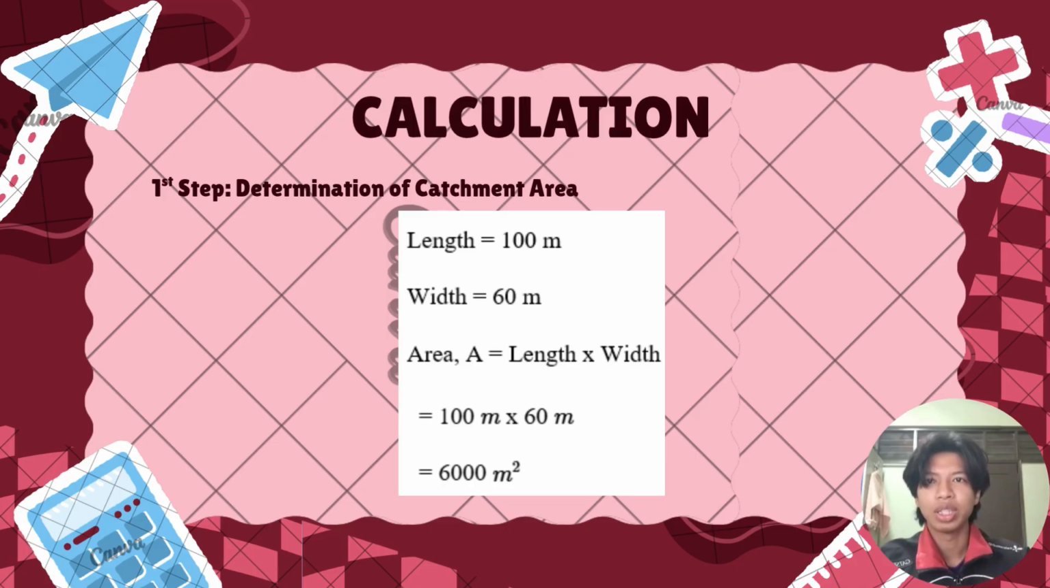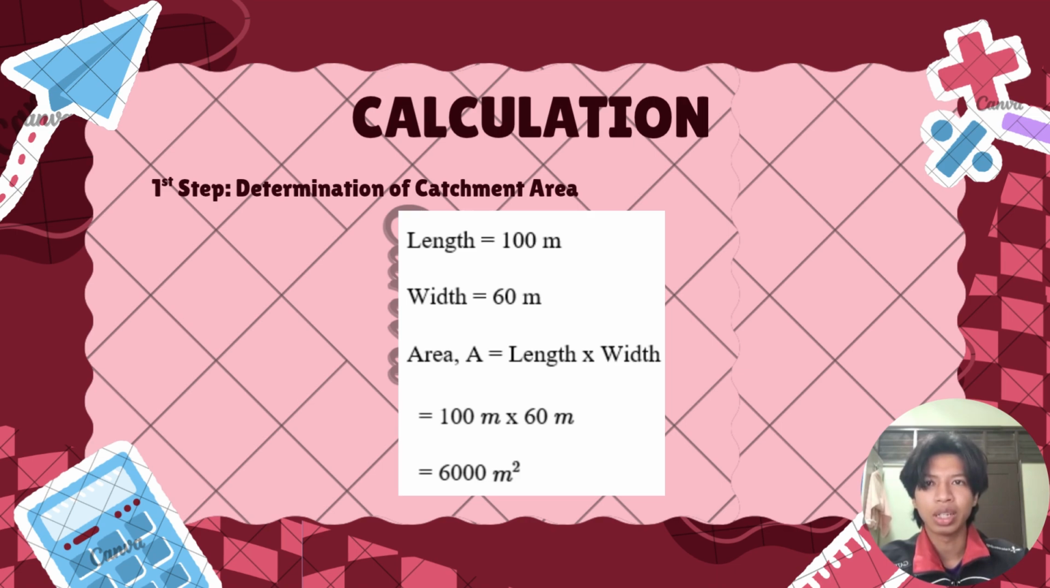Then we go into the calculation. For the first calculation step, we determine the total catchment area selected in this study. The selected area is the parking area at UTHM Pagoh and it is simplified as a rectangular surface. Based on the given dimensions, the length of the area is 100 meters and the width is 60 meters.